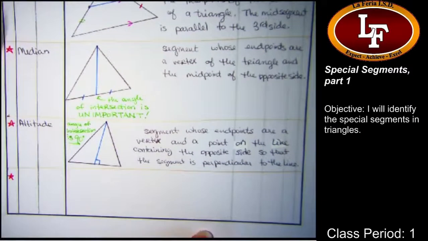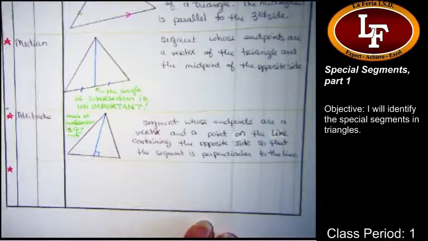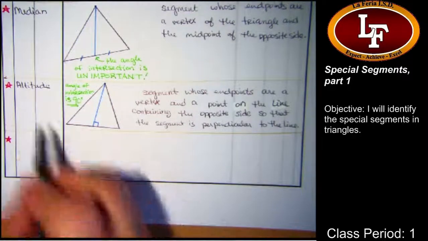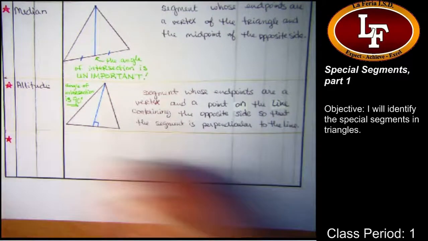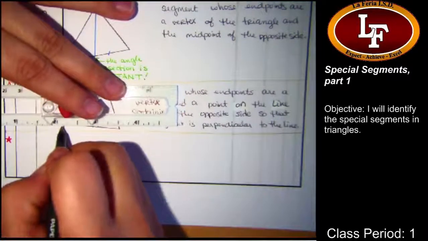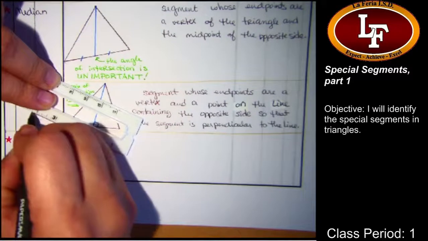That seems kind of oddly stated. Like, instead of just saying the opposite side, it says the line containing the opposite side. And it's because it's entirely possible for an altitude of a triangle to end up outside the triangle, okay? So let me draw a little quick example of what it would look like for us to have an altitude that's outside a triangle. I'm going to draw it really small.